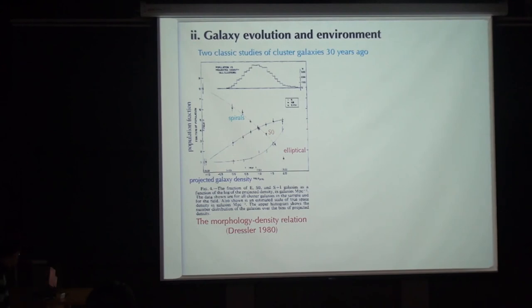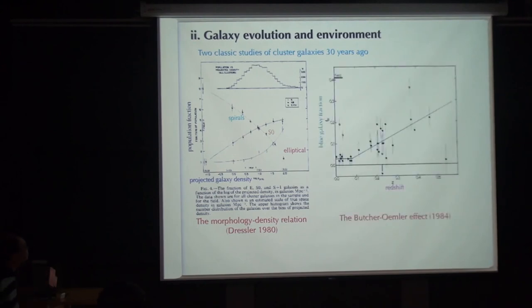And now, the other real major piece of work on galaxies is what's today called the Butcher-Oemler effect, also in the 1980s. So Butcher and Oemler took pictures of galaxy clusters at different redshifts, all the way up to about redshift 0.4 or so. Now, in 1980, you can barely go out this far and detect anything. Of course, nowadays we're talking about redshift 1, 1.5, and 2.